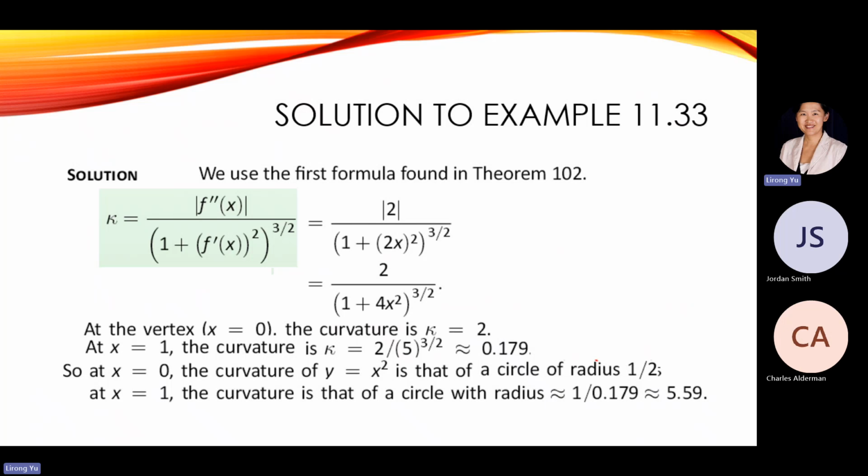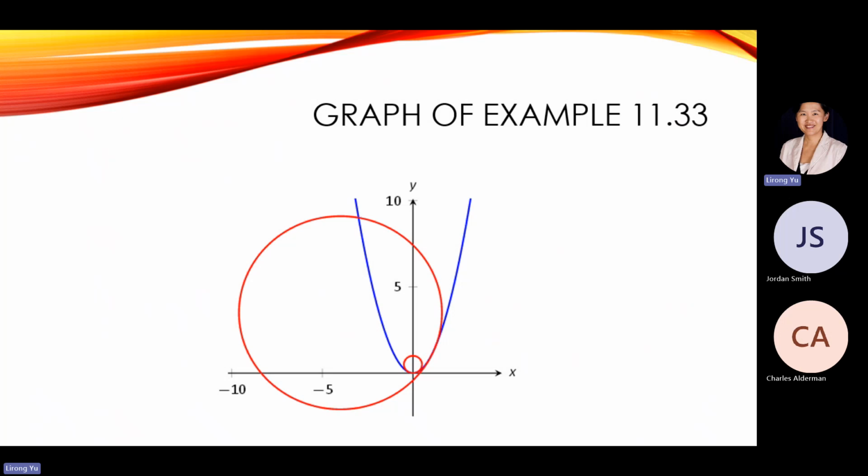So that was the calculation. You can also calculate the circle of curvature, the radius of curvature, with 1 over 2. That's the radius of curvature at 0, and then 1 over 0.179, which presents a bigger radius. The radius was 5.59. That's the picture showing the circle of curvature. Any questions?